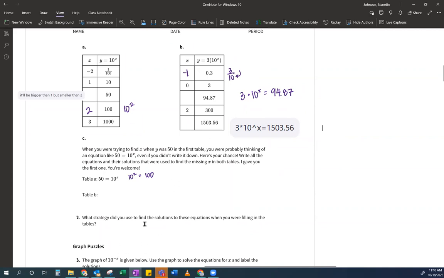So what strategies did you use to find the solutions to the equations that you were filling in the tables? So how do I find this? To the left or to the right? It doesn't matter. It's an equation, right? So it doesn't matter if I say my name is Miss Johnson or Miss Johnson is my name. It says the same thing, right? Does that make sense?